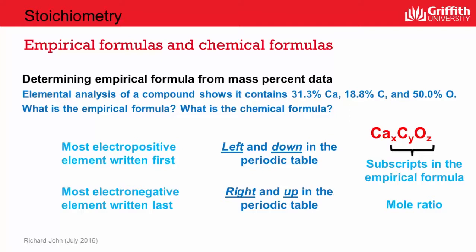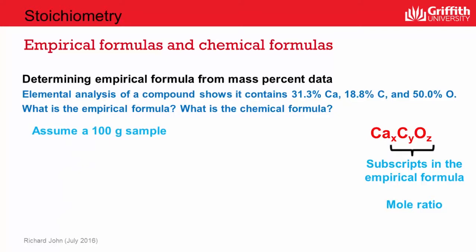So calcium appears over on the left hand side in group 2, so it's the most electropositive of these three elements. Oxygen is over in group 16, which is on the right hand side of the periodic table, and it's up in period 2 as well. So oxygen is right in the periodic table and up high in the periodic table, so it's the most electronegative of these three elements. We're writing it last. And carbon lies in group 14, so it sits in the middle. So we're writing them from left to right: calcium, carbon, oxygen.